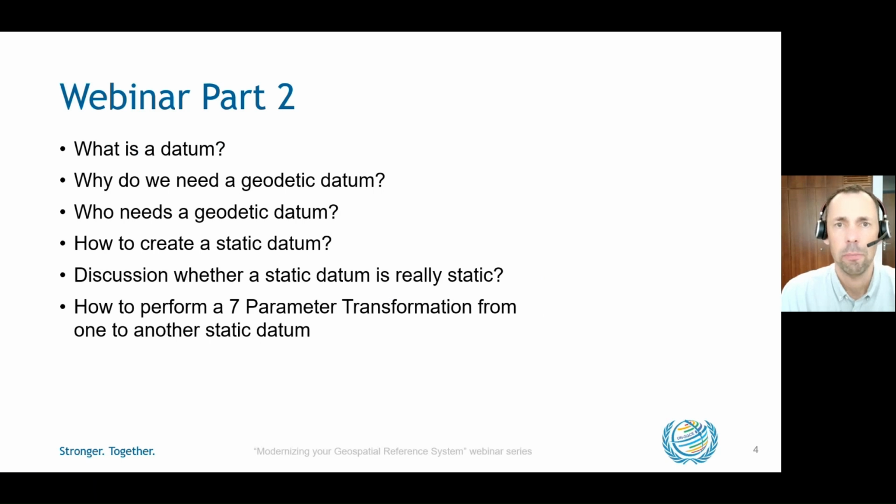We will answer especially questions concerning what is a datum, why we actually need it, and to whom it serves. We will have a look at the realization of a static datum, talk about its application, but see also the limitation of static datum. At the end of this webinar, we will show you how to transfer from one static datum to another one with help of the 7-parameter Helmert transformation.